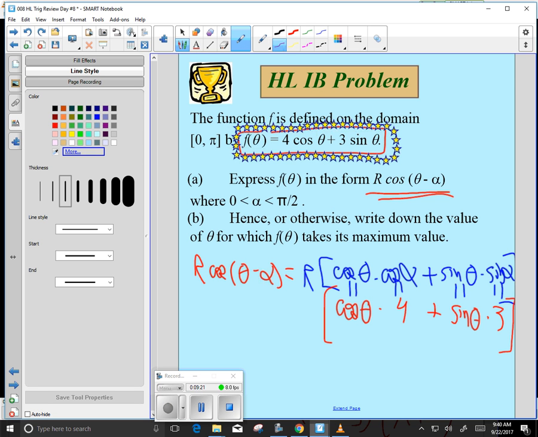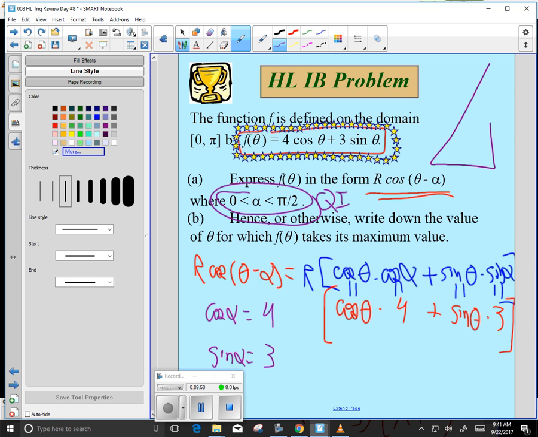There's a little problem with saying cosine alpha is equal to 4. What's the problem with that? It's not in the domain. It's not between -1 and 1. Same thing with sine of alpha equal to 3. That's not in the domain either. So we need to find a way to get it in the domain. And since we're in quadrant 1, no problem. We can make a triangle.